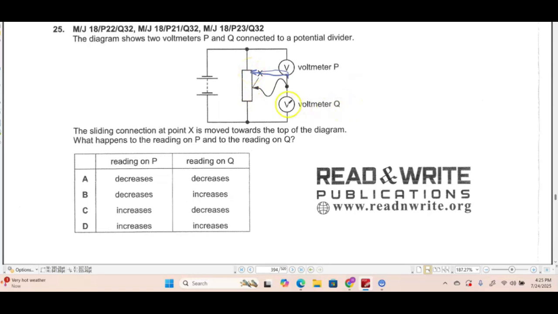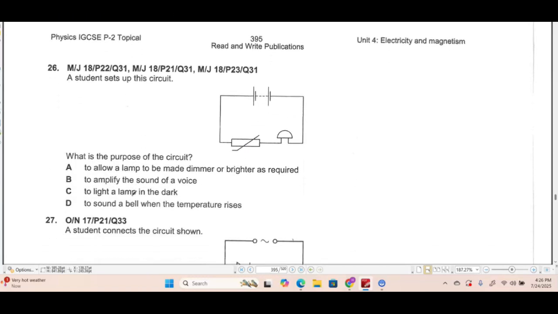So the voltmeter that is connected parallel to this one, its PD is also going to increase. And as there is an increase in the PD over here, there is going to be a decrease over here. So the reading on P is going to decrease and the reading on Q is going to increase. So B is the only option that satisfies these conditions. So for 25, the correct option is B. Did you understand? I hope you understood.